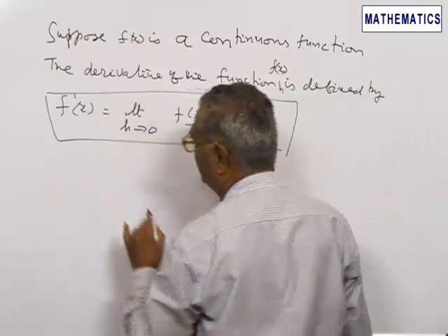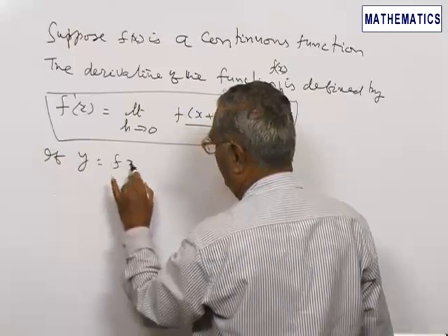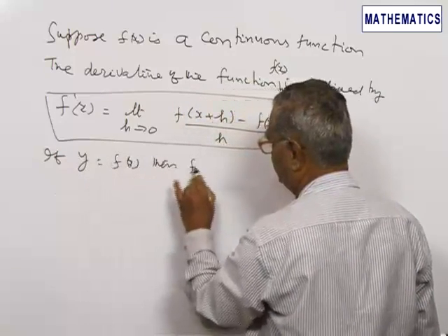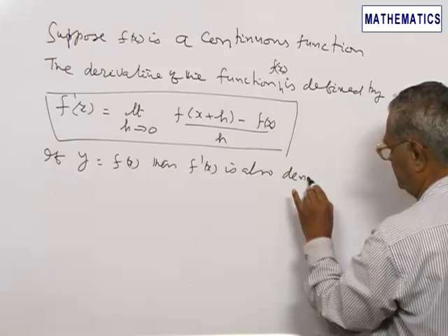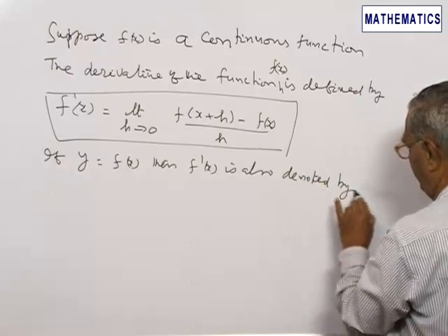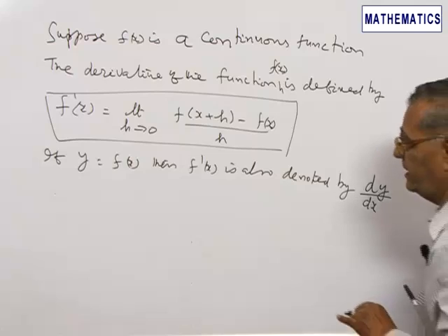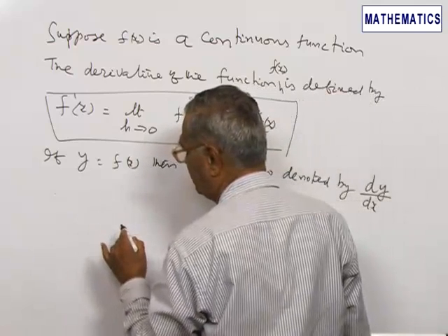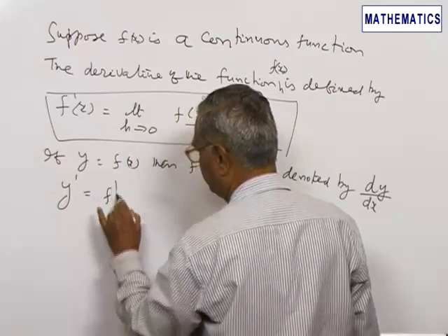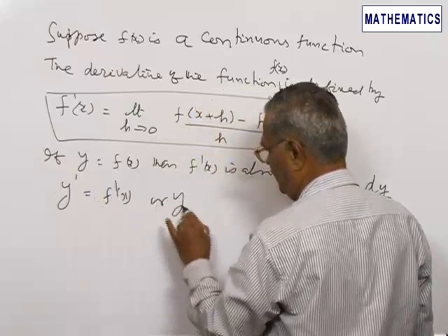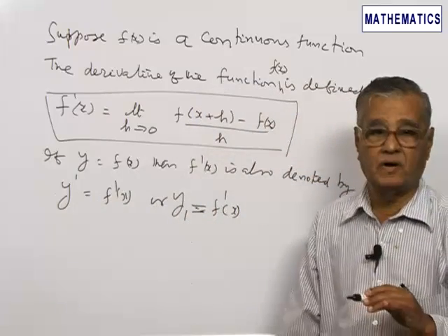Now the derivative is also called the differential coefficient. If we denote y equal to f of x, then f dash x is also denoted by dy by dx. Sometimes the notations for the derivative of a function are y dash, which is nothing but f dash x, or y1 equals f dash x. These are all some standard notations for the derivative of a function.